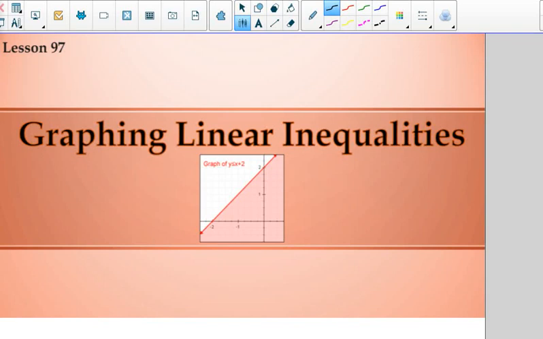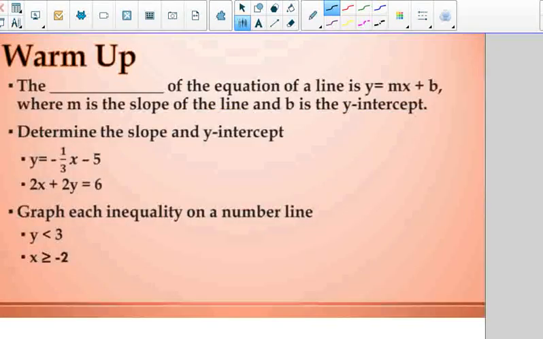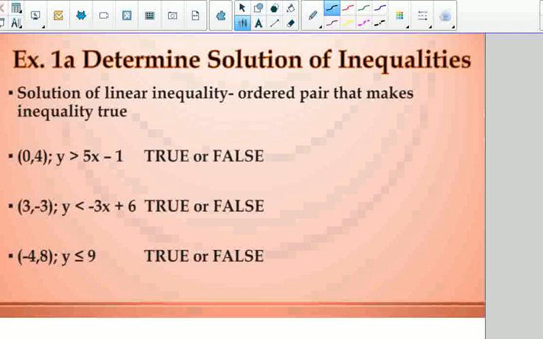Welcome back, everyone. Today's lesson, lesson 97, is graphing linear inequalities. The only difference with these inequalities is that we're going to be graphing them on a coordinate plane, unlike before where we were graphing them on a number line. To get started, we are going to determine if the solutions that they give us in our problem are solutions to the inequality given.